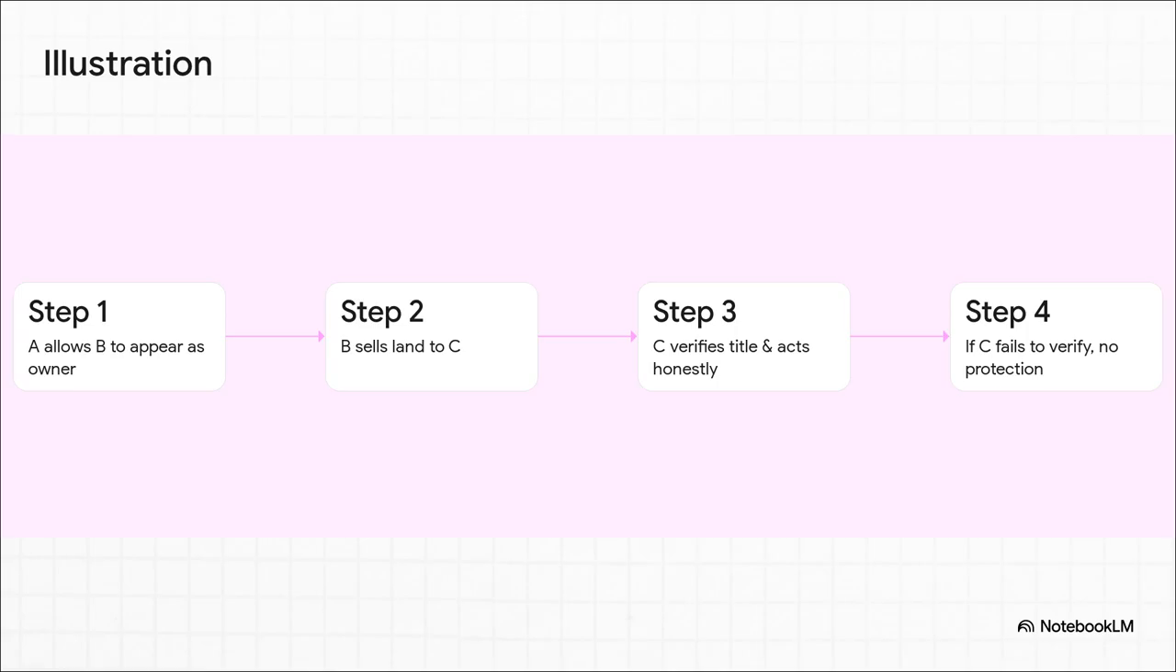Step 3. C verifies title and acts honestly, therefore protected. Step 4. If C fails to verify, no protection. Let's walk through this practical illustration step by step.